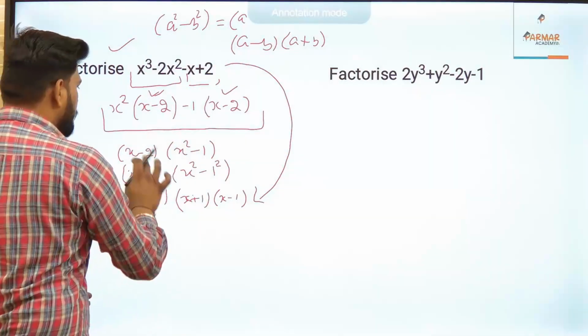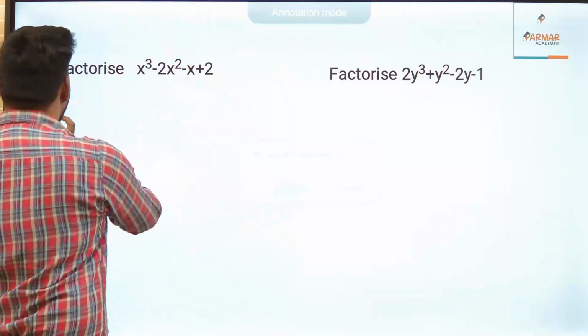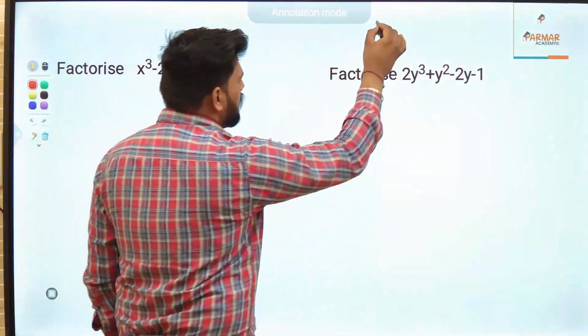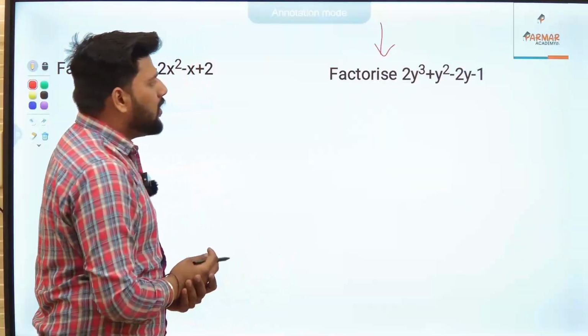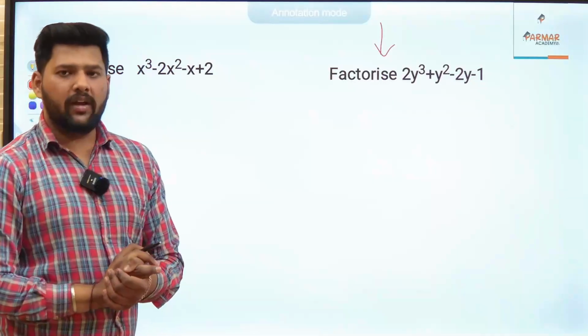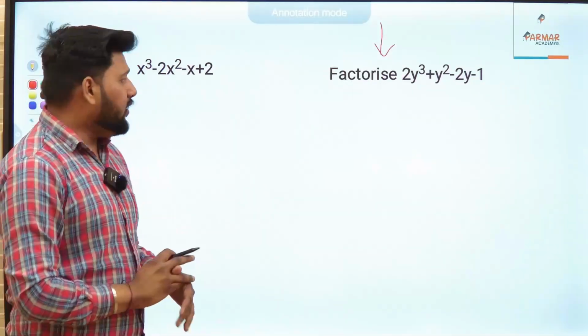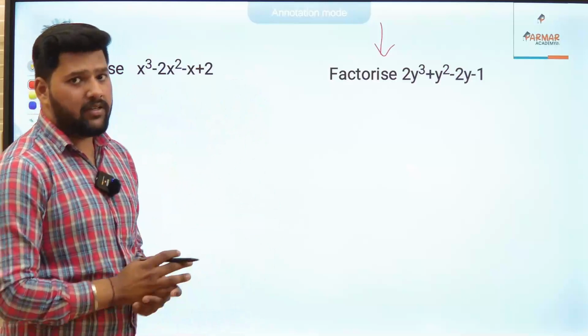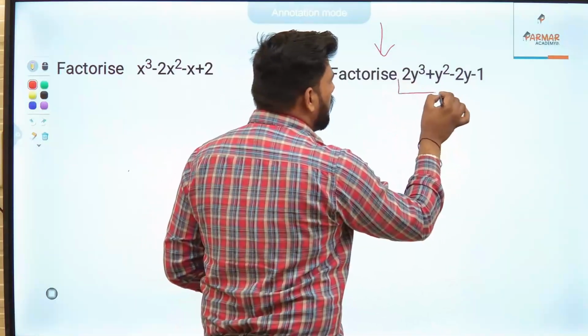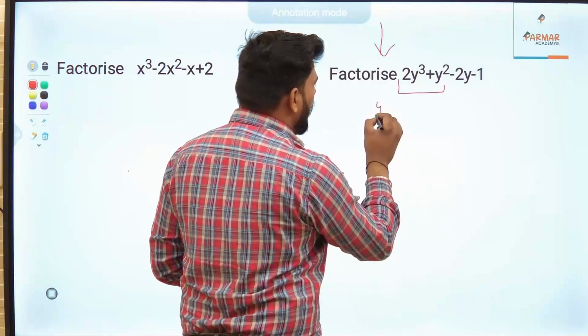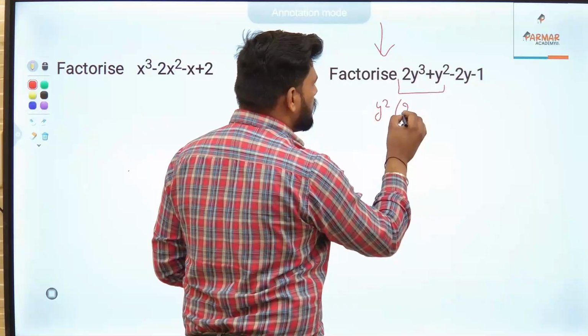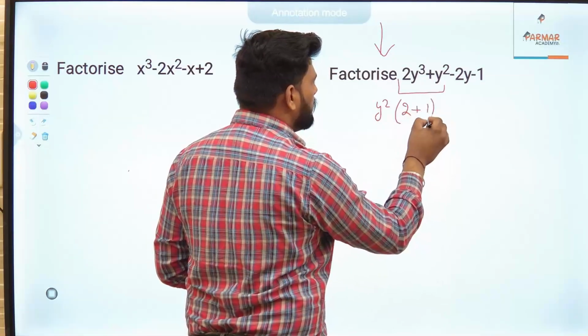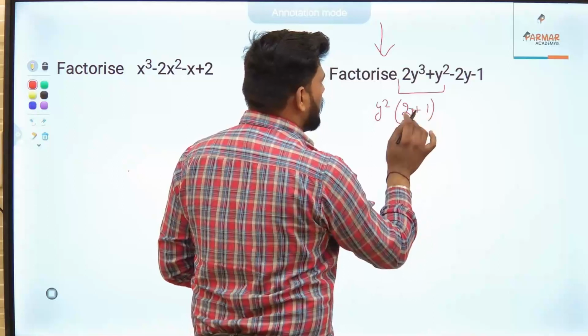The next is, okay, so now we have to solve this question. Factorize 2y cube plus y square minus 2y minus 1. Again, I will try to solve this question as in the previous one. What is common from these two terms? That is y square. So this is 2y plus 1.